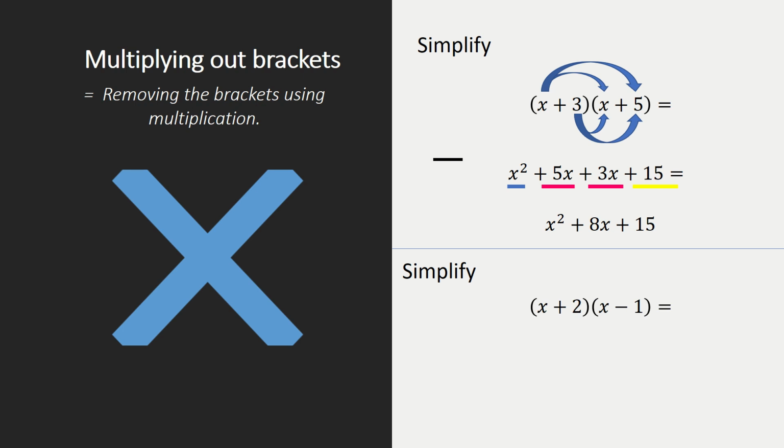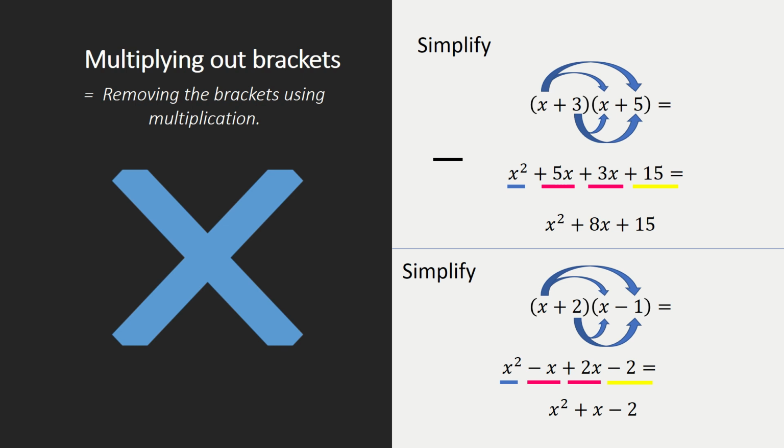Another one could be simplify x plus 2 times x minus 1. Again, x times x equals x squared. X times minus 1 equals minus 1x. Plus 2 times x equals 2x. And plus 2 times minus 1 equals minus 2. Again, highlight the things which are the same, so which are like terms. So you can see that the x's are still the like terms, and it's x squared plus x minus 2.